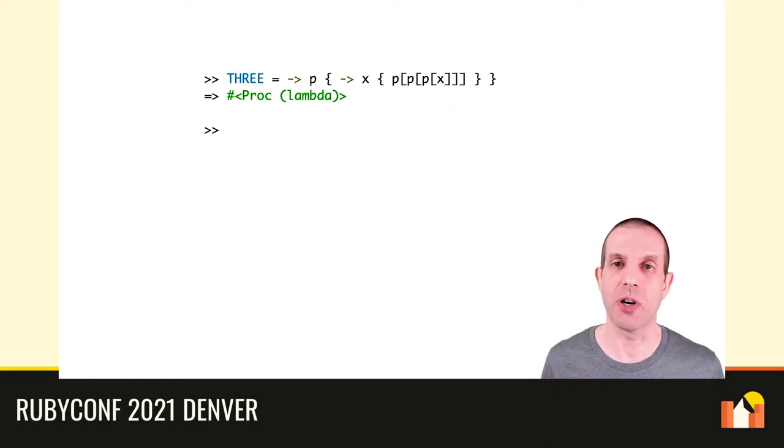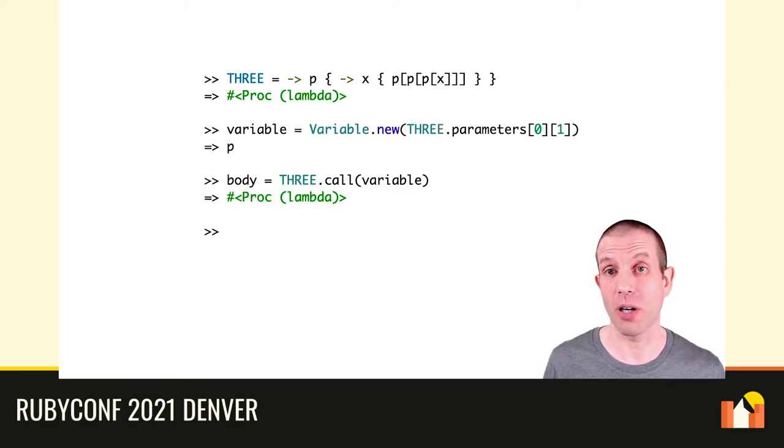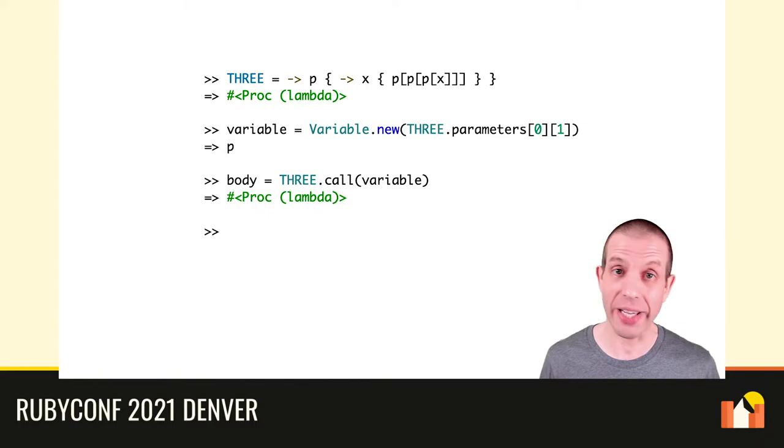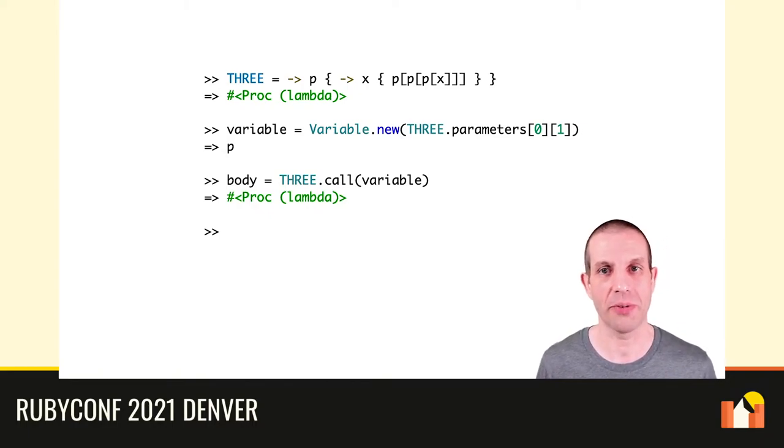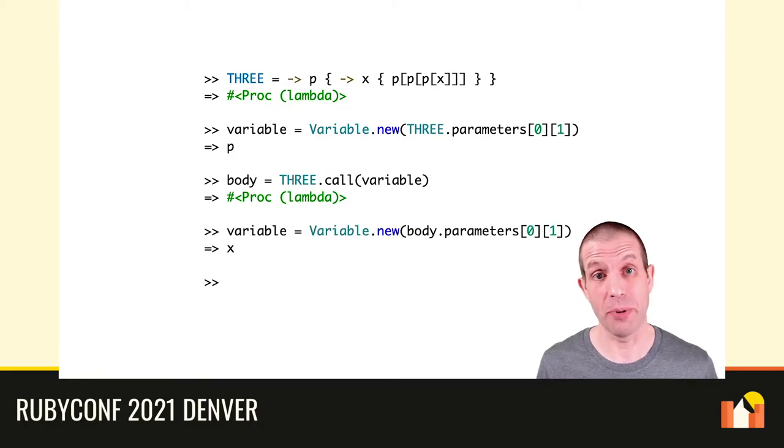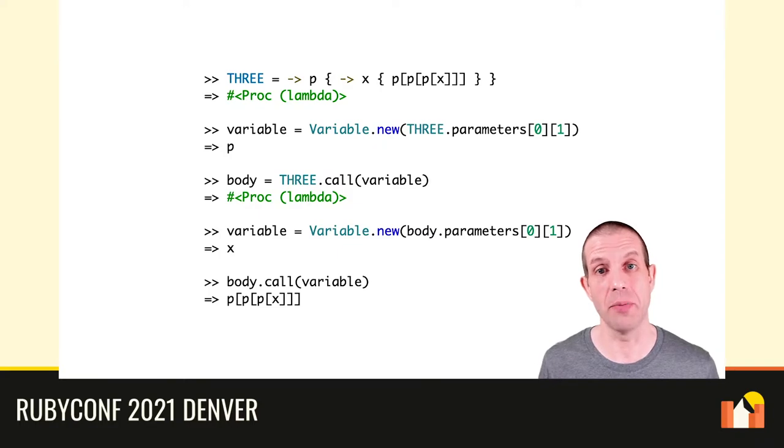Finally, let's try with the proc encoding of 3. We can make a variable p and call the proc with the variable as its argument, and we get another proc back because that's what the body of 3 is. Fair enough. We can just do the same thing again, make another variable from its parameter, called x this time, and call the inner proc with that variable, and we get back the body of the inner proc. Great. That gives us all the information we need to completely reconstruct the original Ruby proc with our own representation.